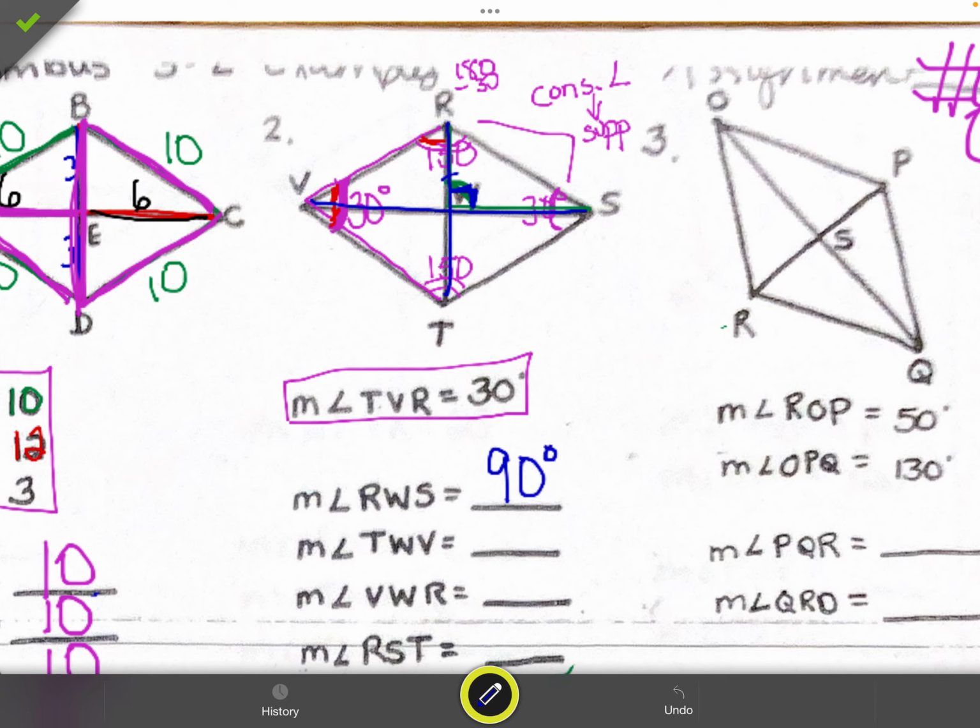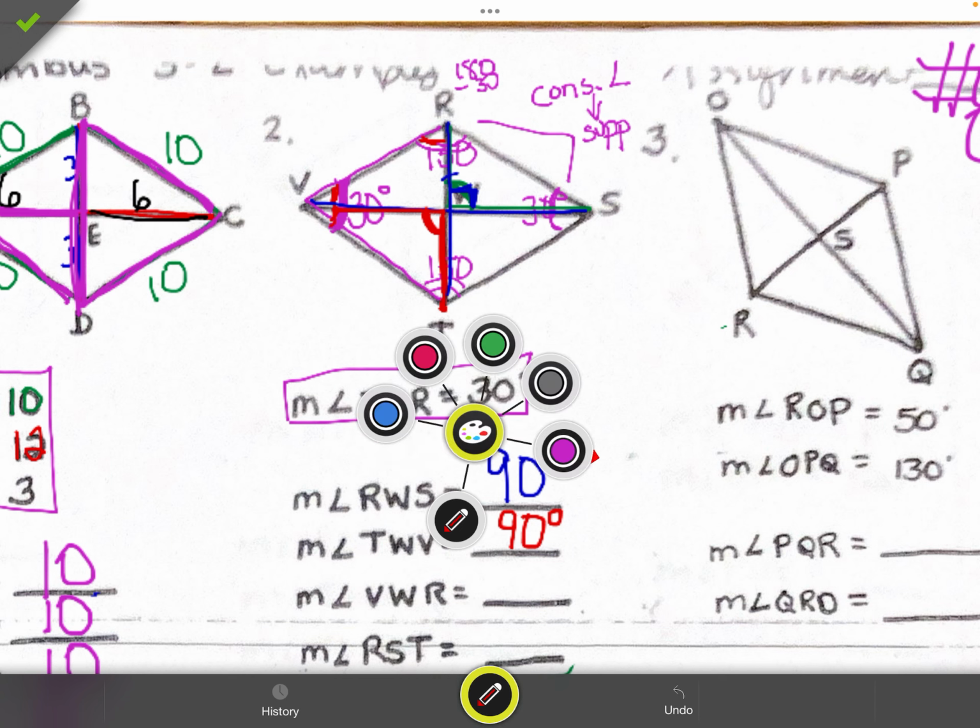All right, so let's look at angle TWV, the next angle. So again, I'm going to trace. Angle TWV, so here's T, go up to W, go over to V. I say, hey, it's another one of those angles on the inside. It's made by my diagonals. Diagonals are perpendicular, so this angle is 90.